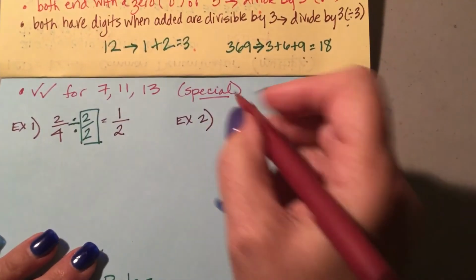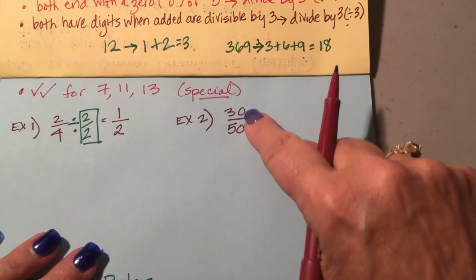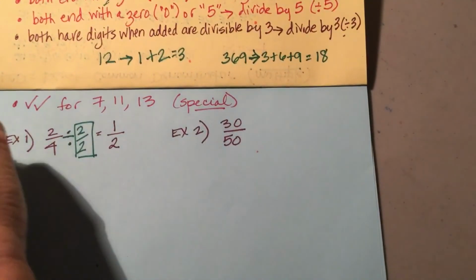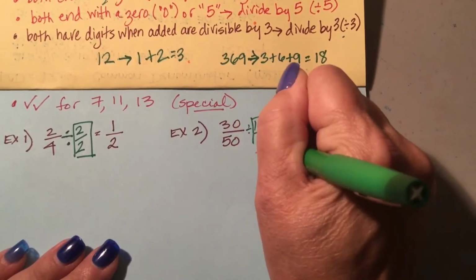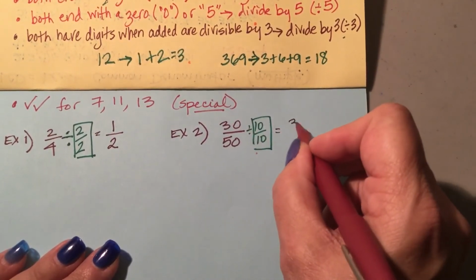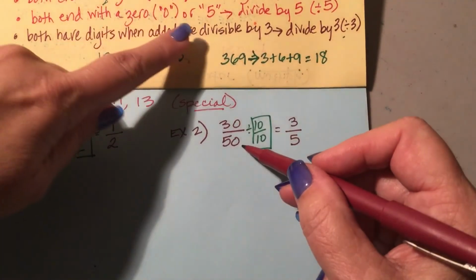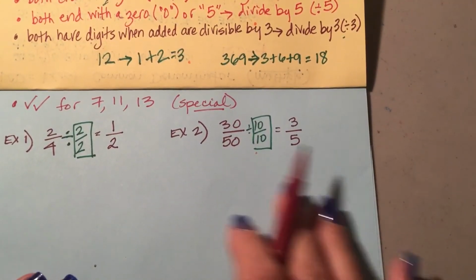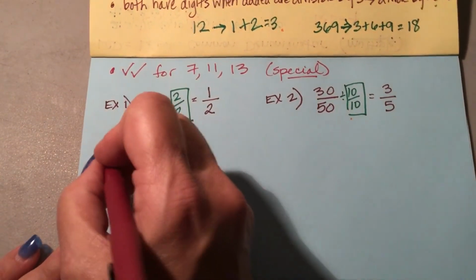For example 2, let's do 30 divided by 50. When we see that these both end in 0, and we go back up to our rules here, when both of them end in 0, we're going to divide by 10. So that's going to be our fraction of 1, 10 over 10. And then we're just going to do the math. 30 divided by 10 is 3, 50 divided by 10 is 5. Now this one's also divisible by 5 because it ends in 0, but we'd do more work that way. So we always want to do the least amount of work, so we want to put the biggest number we know inside of it. Okay, so let's go over here to example 3.